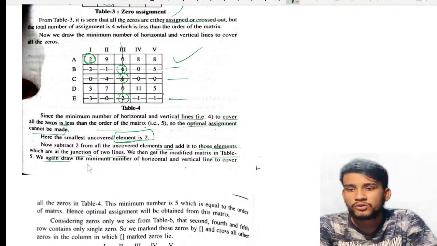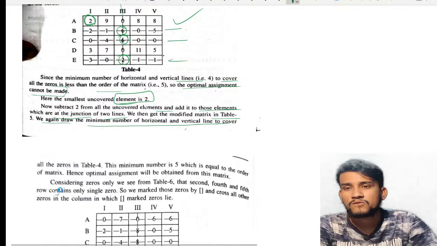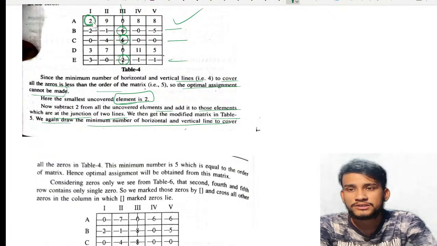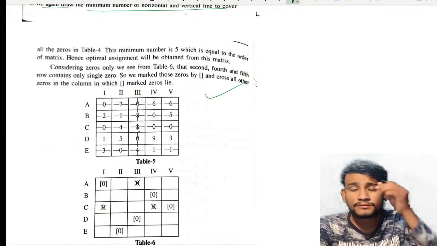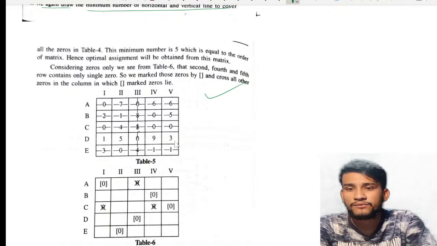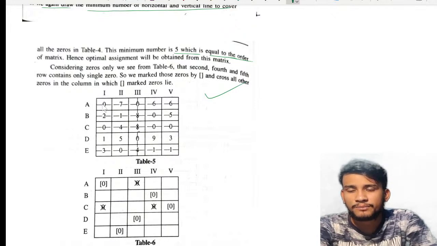Okay, and draw again the minimum number of horizontal and vertical lines. So see, from this matrix, this is 2 subtracted, that is 0, 7, 0, 6 and 6. Okay, so this is the matrix. Okay, in all the zeros in table 4, the minimum number of lines is 5, which is equal to the order of the matrix. Okay, so see, these are the zeros after subtracting 2. So this is a 0, this is a 0, this 0, we get many zeros.